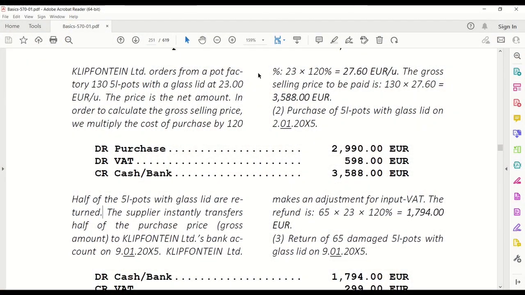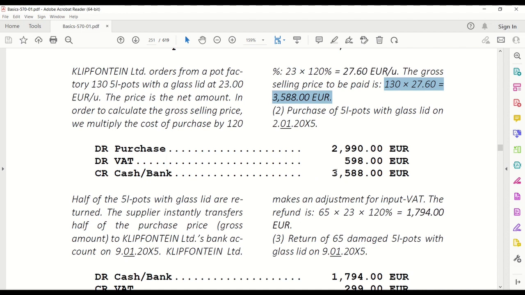Company KLIPFONTEIN Limited applies a periodic inventory system. The facts are as follows. The company orders 130 pots at €23 per unit. This will give us a gross value of 3,588. The bookkeeping entry is as follows: debit entry purchase, debit entry value added tax, credit entry cash bank.